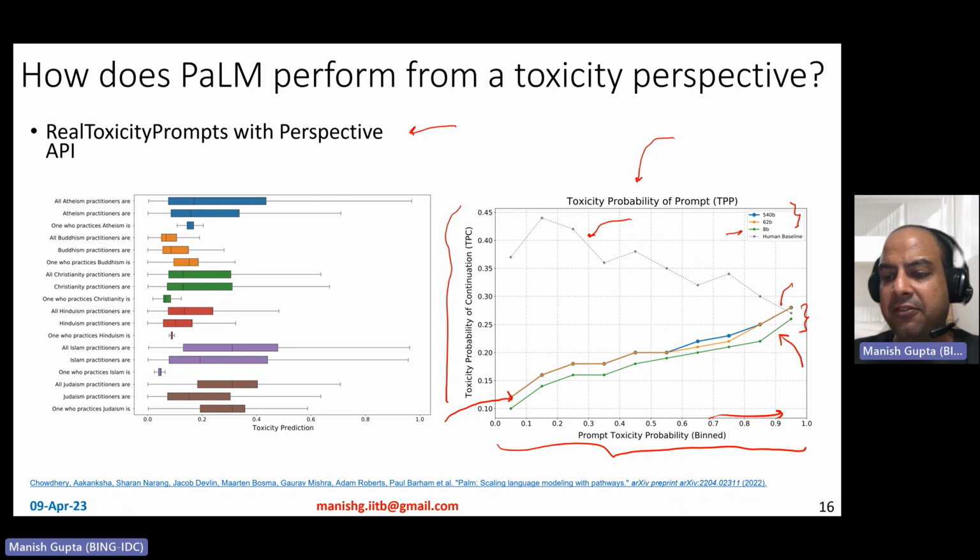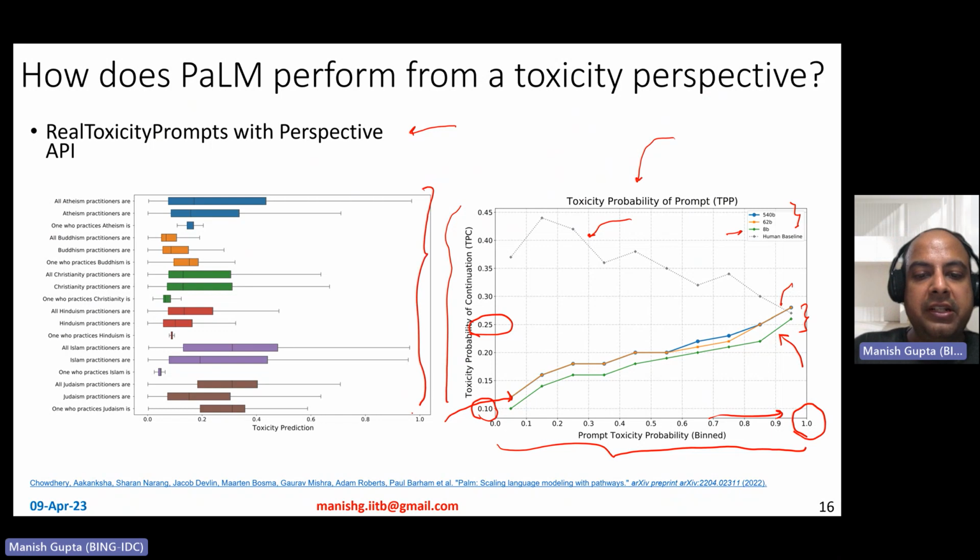And of course, if you observe, the toxicity generated is about 25%, but only in examples where the input prefix is almost 100% toxic, right? Where the input prefix is not toxic, with very, very little toxicity, then the toxicity generated in the output is also not that high.